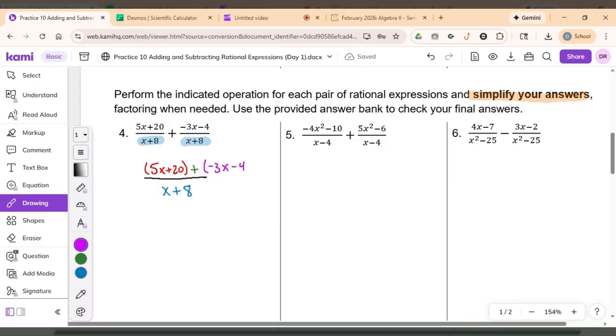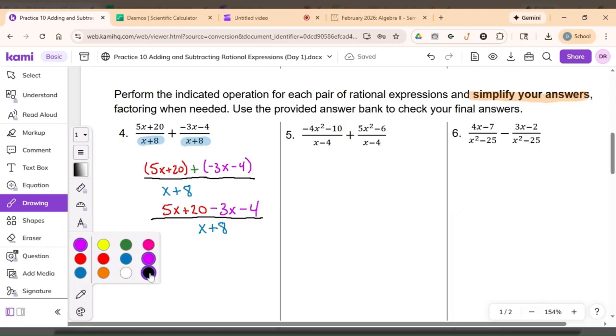Remind you again, we do not have to change anything when we're adding. So adding scenarios gives us positive ones in front of our parentheses. Nothing's going to change there. So our denominator is still x plus 8. Both numerators will stay the same. So we still have a 5x plus a 20, and we still have a plus negative 3x, which we don't need a plus and a negative. So we'll just put negative 3x here and a negative 4.